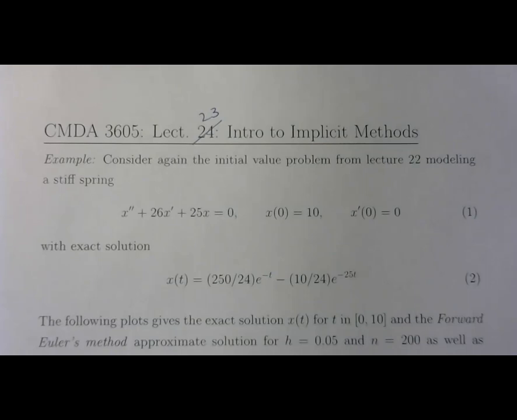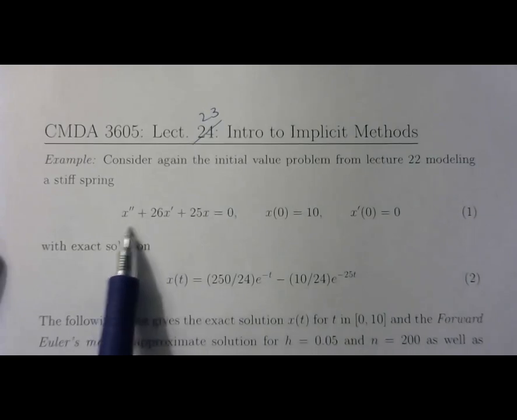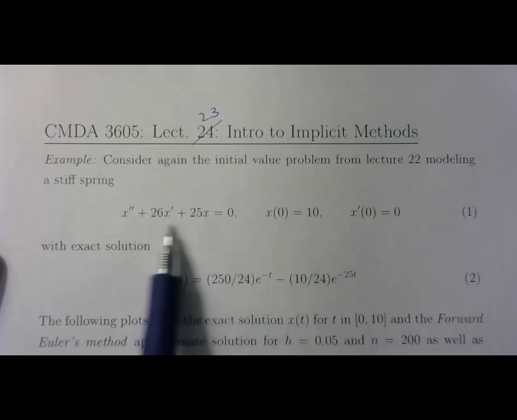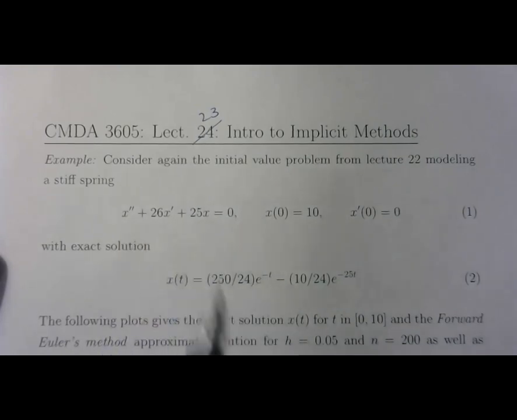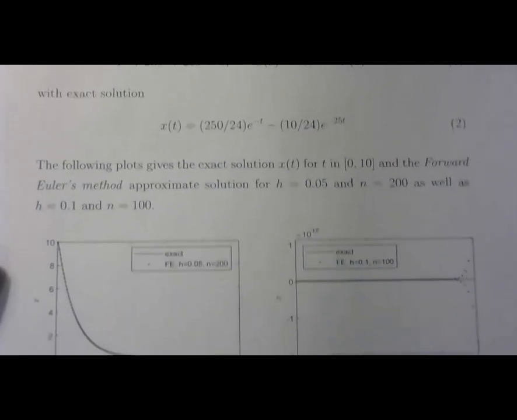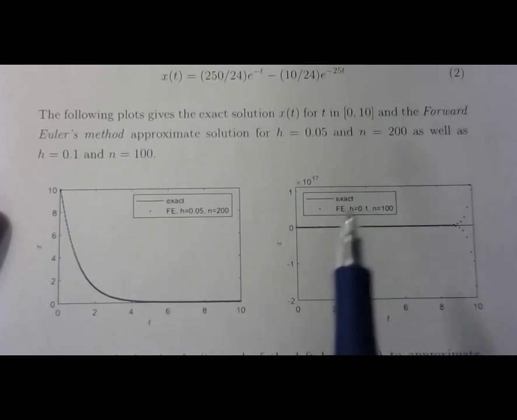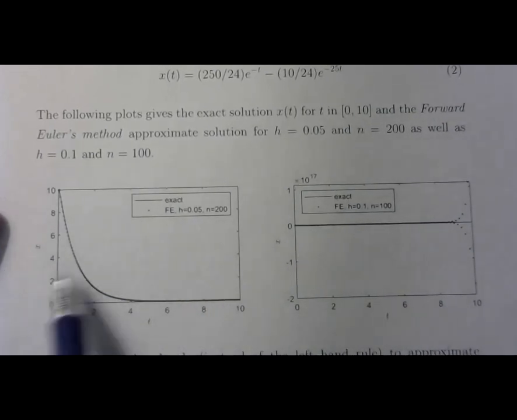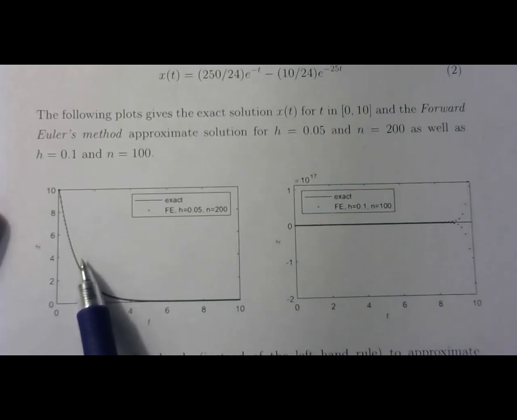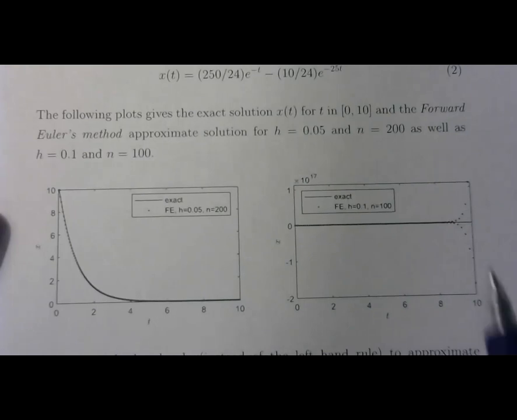So let's remember the problem that we left off with last time. This was the differential equation, second order. It happens to be a model for a mass spring. And it had an exact solution here. So just to refresh our memories, if we run a Forward Euler approximation with an h of 0.05 up until a time of 10, we get a curve that looks like this. It's hard to see the approximation of the exact, but in the color in your PDF, it should be clear. I think the dots are red.